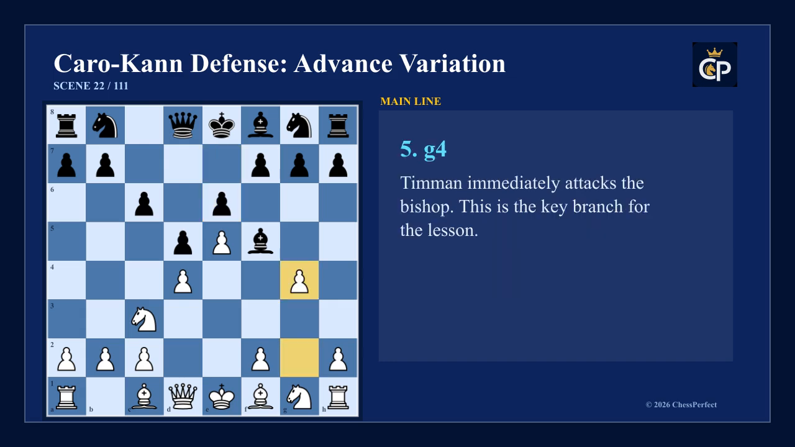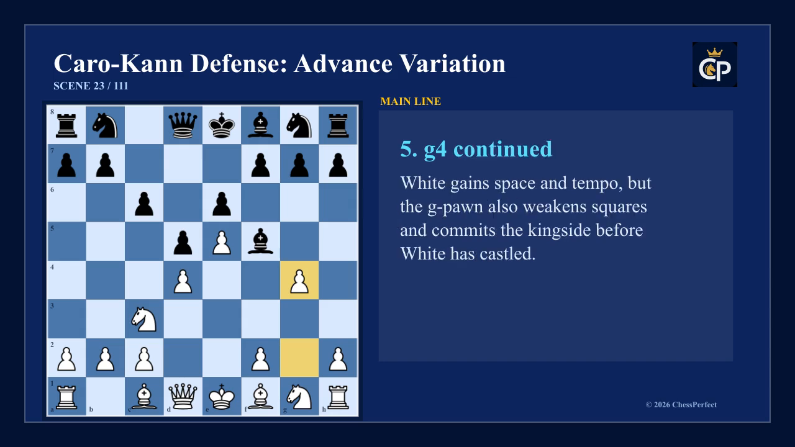g4. Timman immediately attacks the bishop. This is the key branch for the lesson. White gains space and tempo, but the g-pawn also weakens squares and commits the kingside before white has castled.